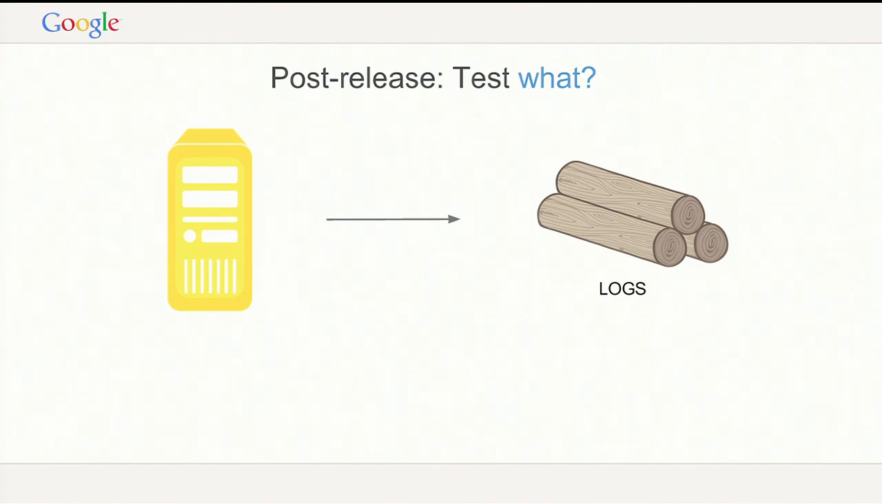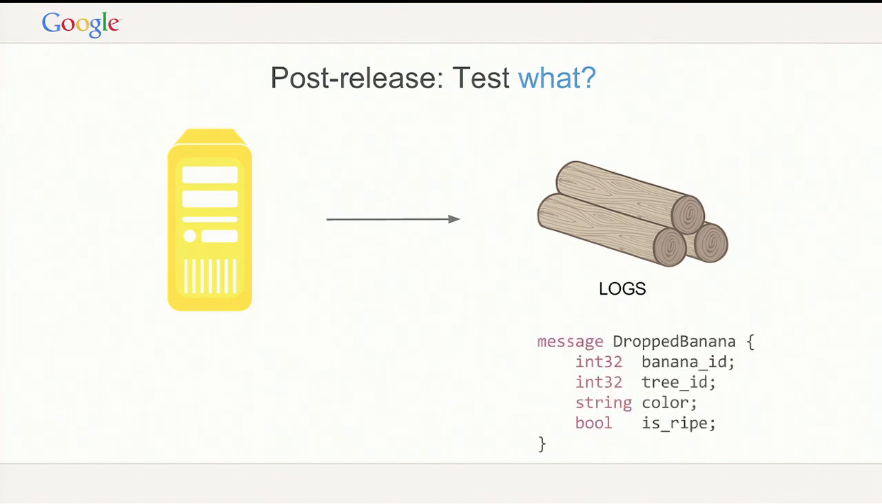And for my presentation, I'm just going to use this simple log message that we log, which is a dropped banana. It's a banana that's on a tree, and it drops. So I really want to log them. And what I'm logging about this dropped banana is every banana in my system has an ID. Every banana comes from a tree, and that tree has an ID as well. And obviously, bananas have colors, and I also keep information about whether it's ripe or not.